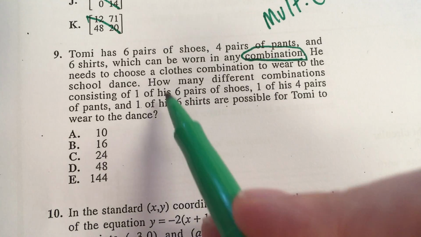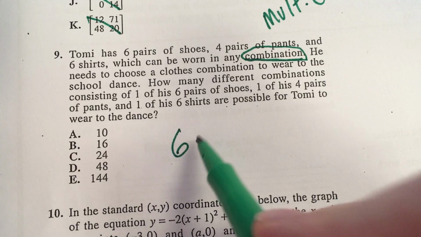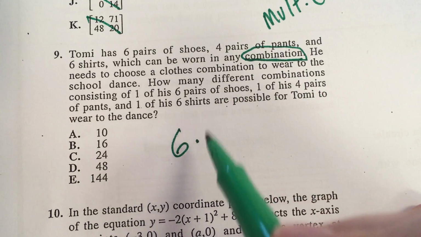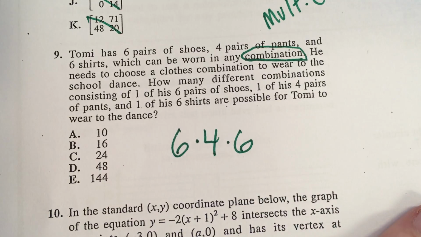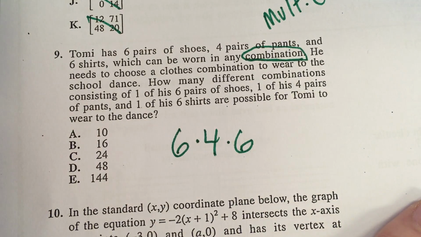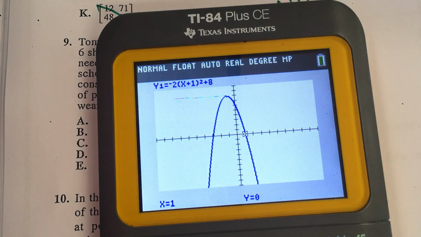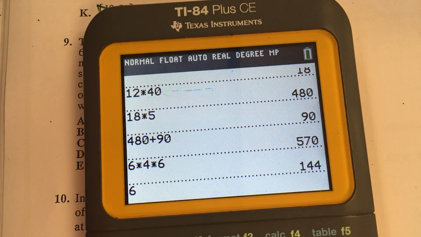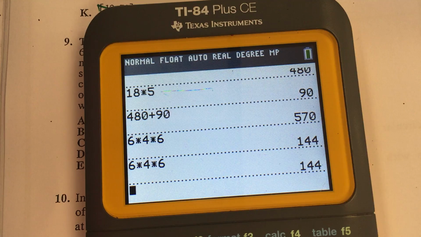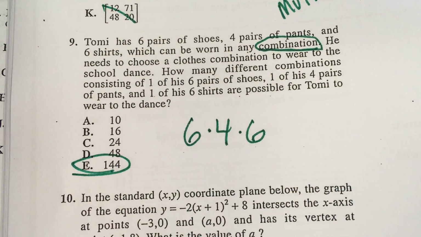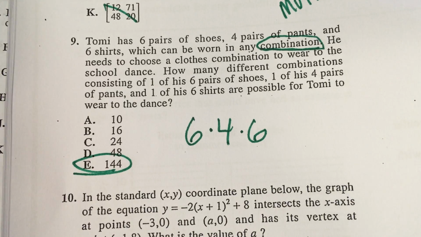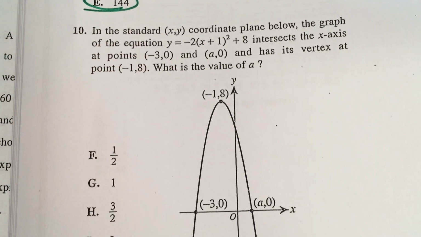All right, so I know 6 options for his shoes. He has 4 options for his pants. And he has 6 options for his shirt. So I'm going to multiply those together. I'm going to do 6 times 4 times 6. Oh, and I already had it. I had 144 here. So 144 would be my correct answer. He has so many options for his shoes. That's awesome. Cool.